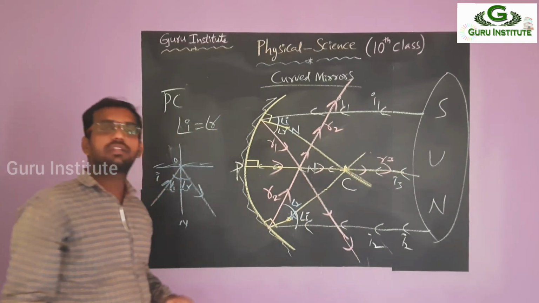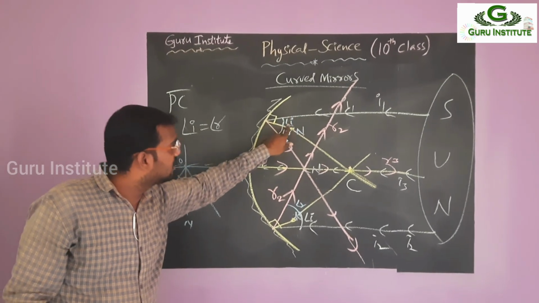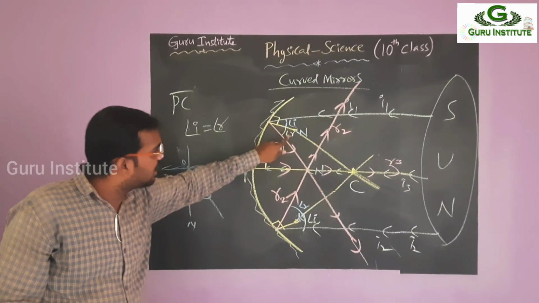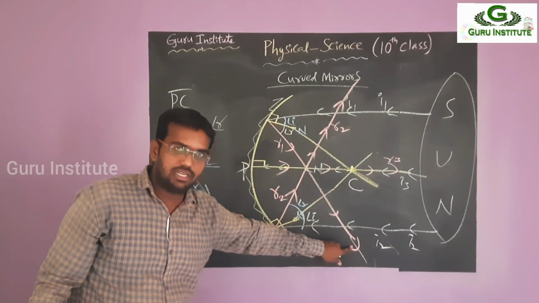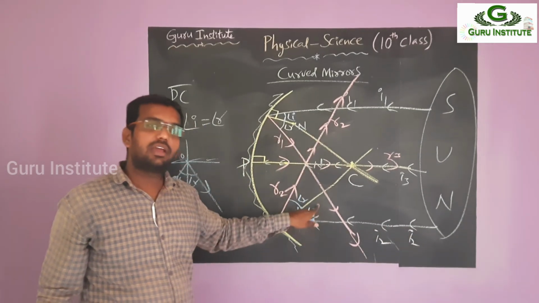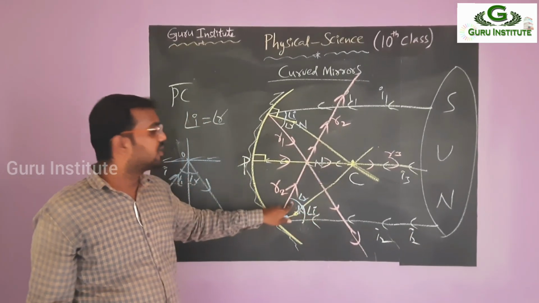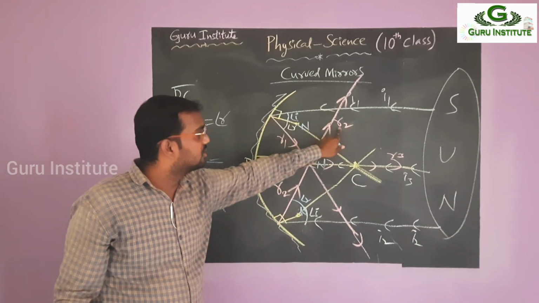What do you observe now here? In the first case, I am measuring the incident angle. This is the normal. I am taking the equal reflected angle and drawing this line, the first line. Next, in the second case, this is the incident ray. I am taking the incident angle, and for the equal one, I am taking the reflected angle. I am again drawing the reflected ray that is going like this.